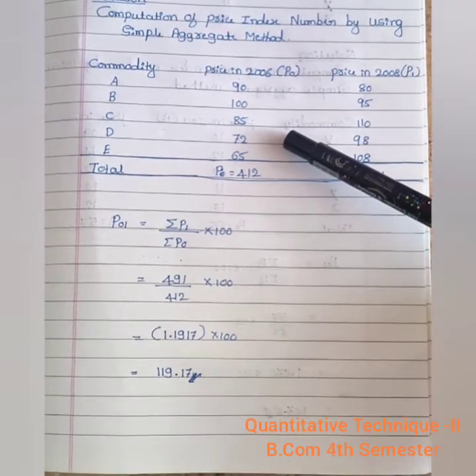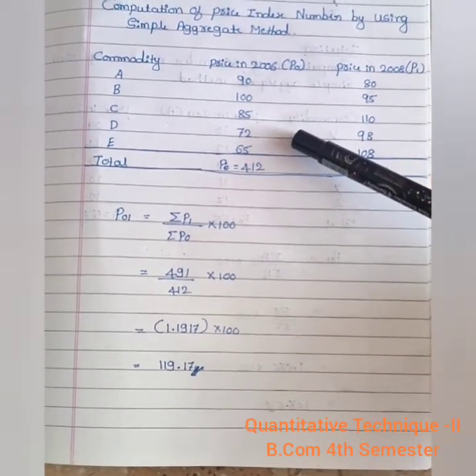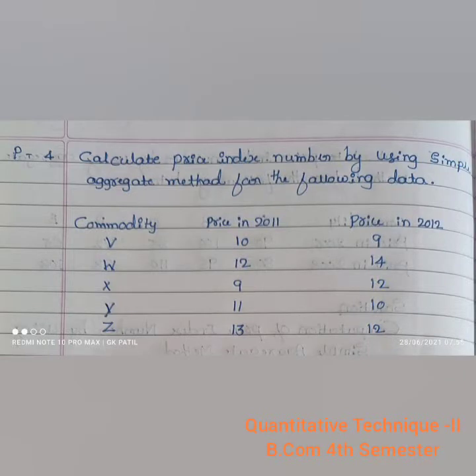Okay, like this we have to solve the problems by using the simple aggregate method. Next problem: calculate the price index number by using the simple aggregate method for the following data. Commodities V, W, X, Y, Z. Price in 2011: 10, 12, 9, 11, 13, and price in 2012: 9, 14, 12, 10, 12.